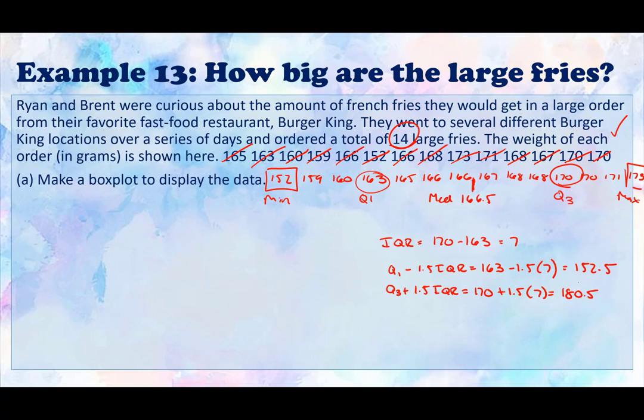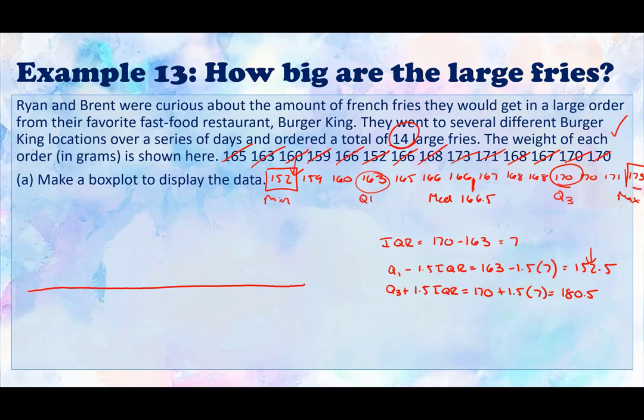Now, if you look, we do have a number that is less than 152.5, and that is actually 152, our minimum. So we do have one outlier. We don't have any outliers on the high end. So now what we're going to do is graph out our box plot. So because we have numbers from 152 to 173, I'm going to make a box plot.